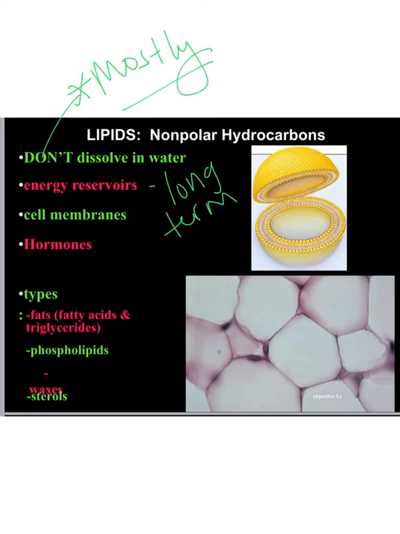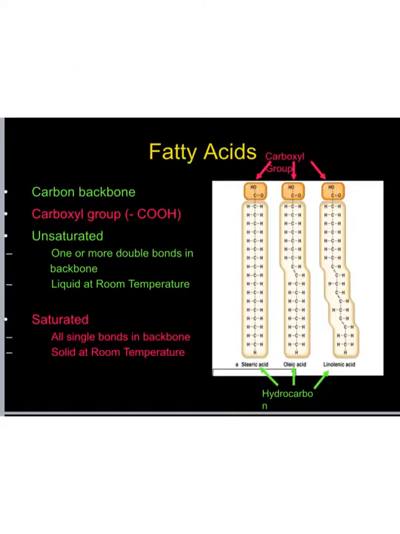There are a couple different types of lipids. So you have the fats. These are your fatty acids and your triacylglycerides that you probably have heard about from a nutrition standpoint. We also have phospholipids. These are the ones that we see in cell membranes. And then lastly, we have our waxes and our sterols. We're actually not going to talk about those, so you are not going to be responsible for the waxes and the sterols for this class. But we will talk about the fats and the phospholipids. All right, so let's talk about fatty acids.